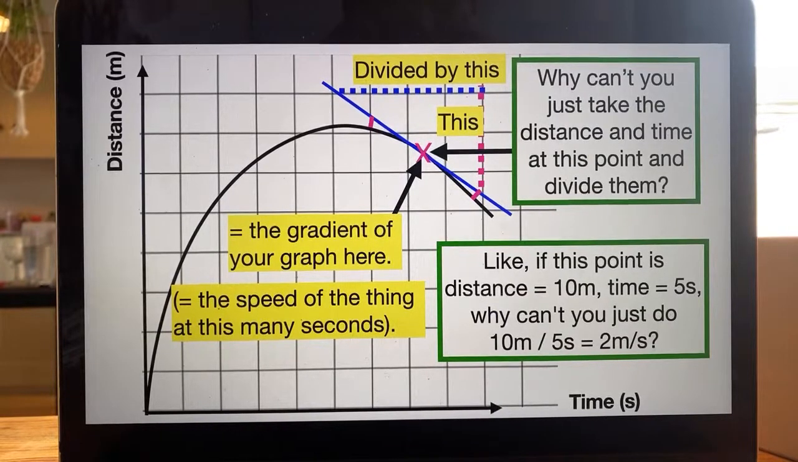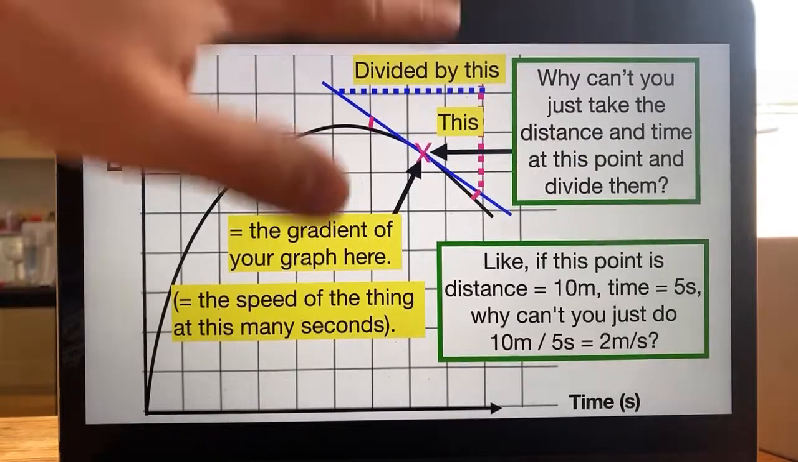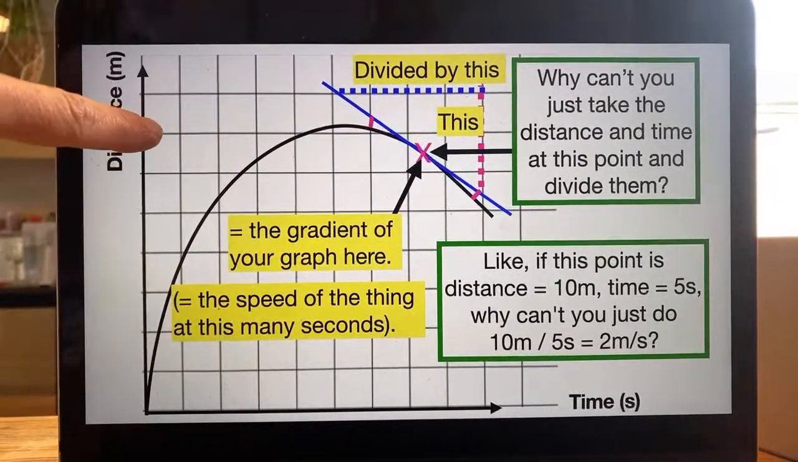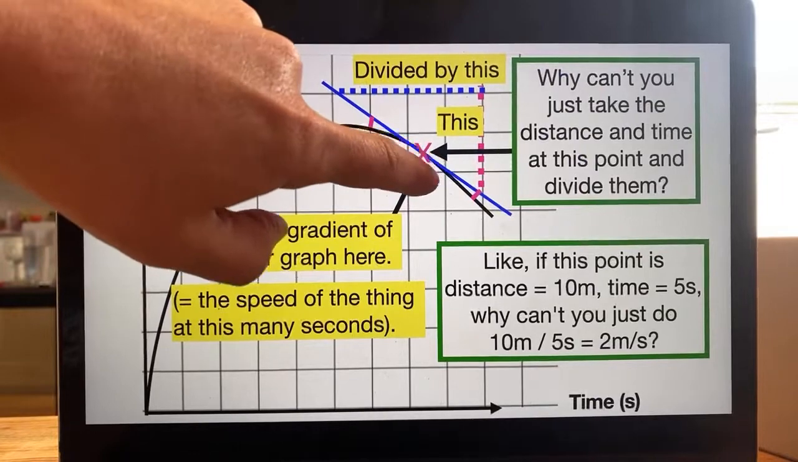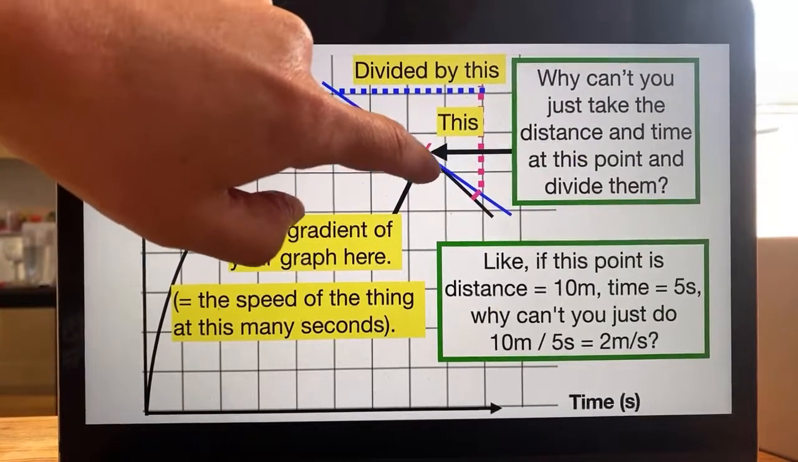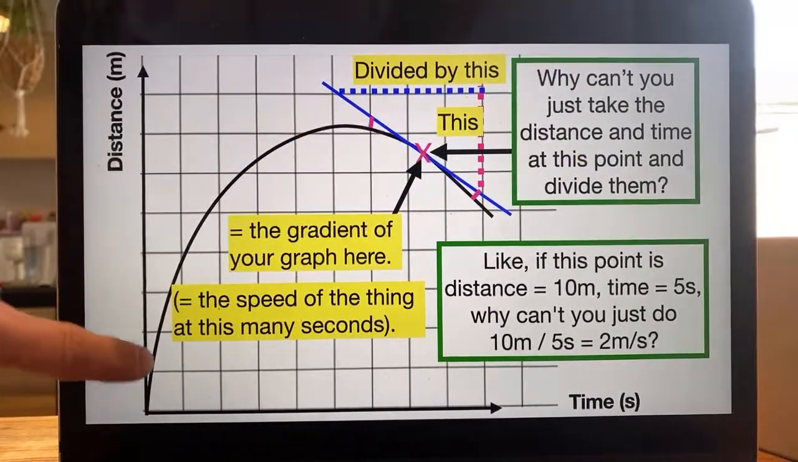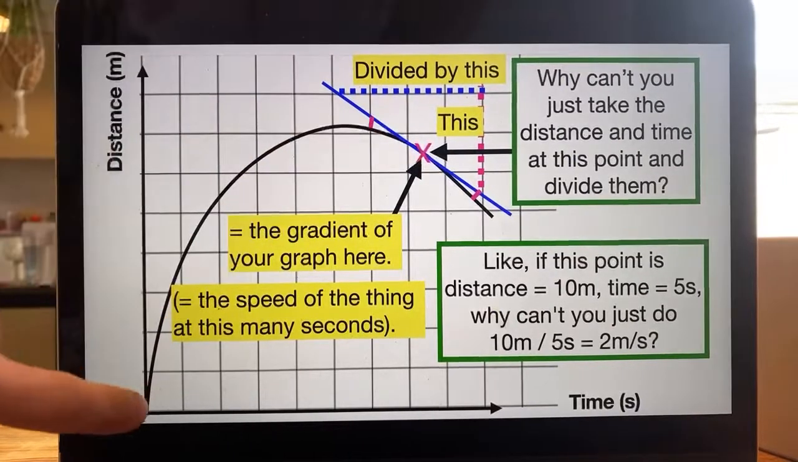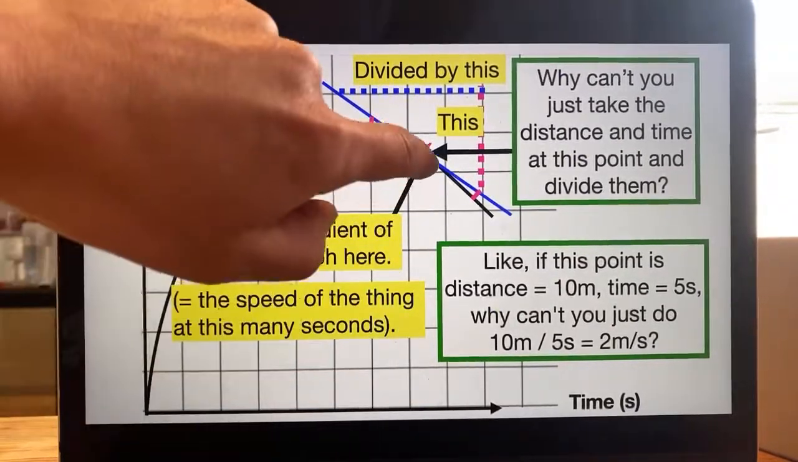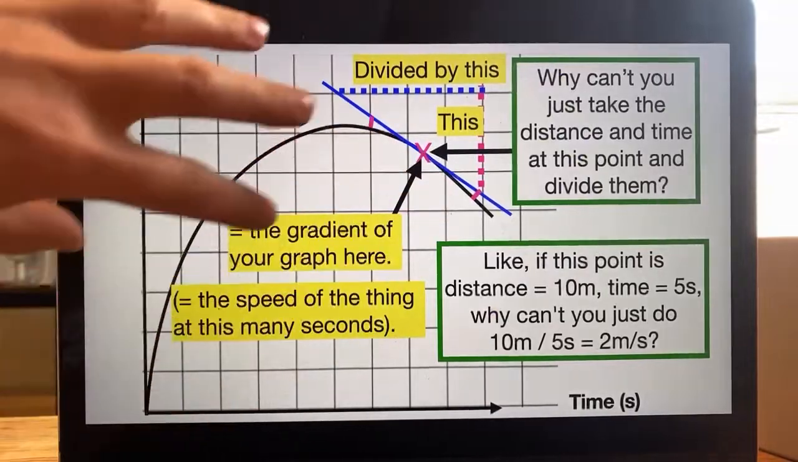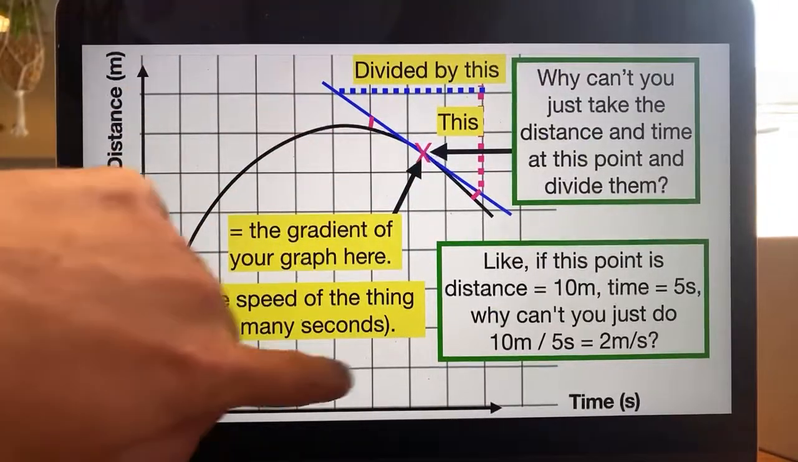I'm just giving you a teacher pause for extra thinking time. The answer is that if you took this distance and this time, that is telling you the overall distance that this thing covered in this amount of time. So what that number would give you would be the average speed over this amount of time.